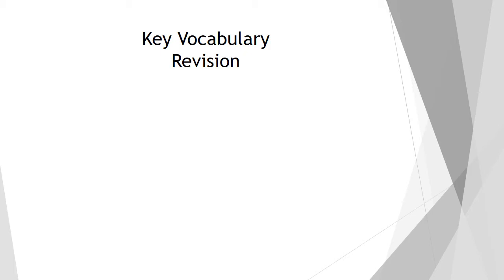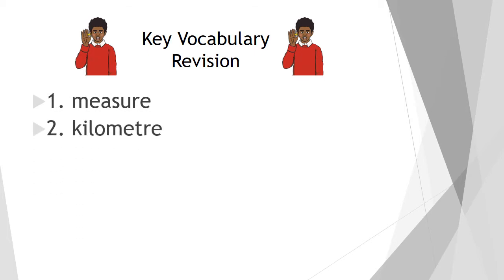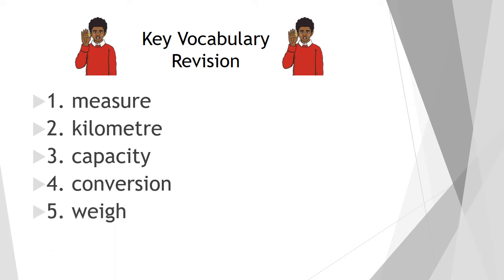Super. So now I'm going to display the spellings on screen and I'd like you to check that you have spelt them correctly. I'll tell you the reason I've incorporated these spellings this week is because, having looked at the work that's been sent in, these are the spellings that I'm seeing that some of you have been having trouble with. So there's measure, kilometre, capacity, conversion, weigh, and mass. Well done if you managed to get them all. Don't worry if you didn't, it just means that those are the ones that you need to continue working on.